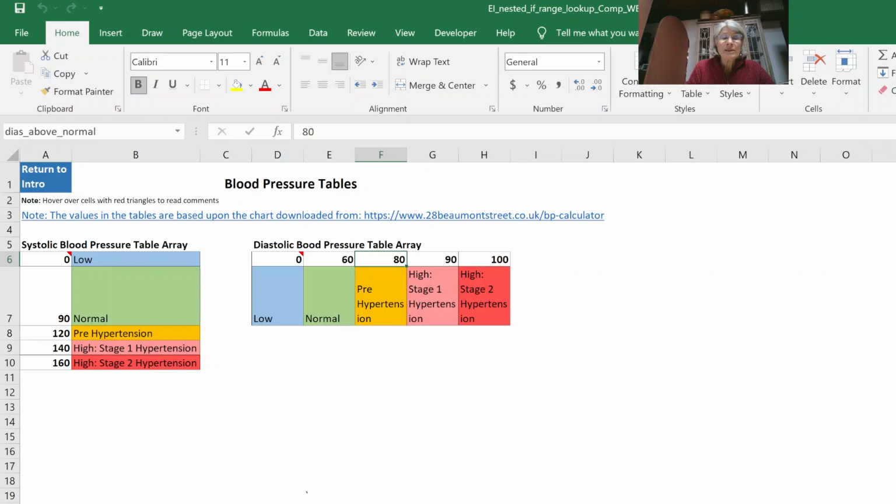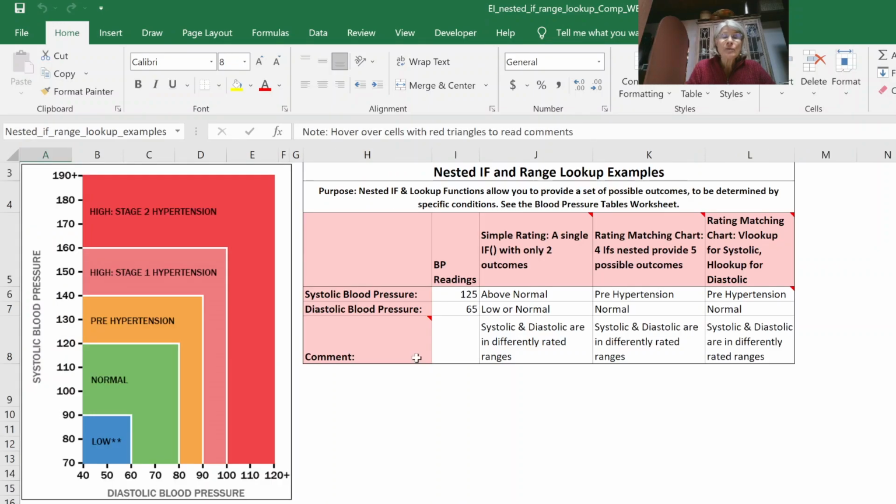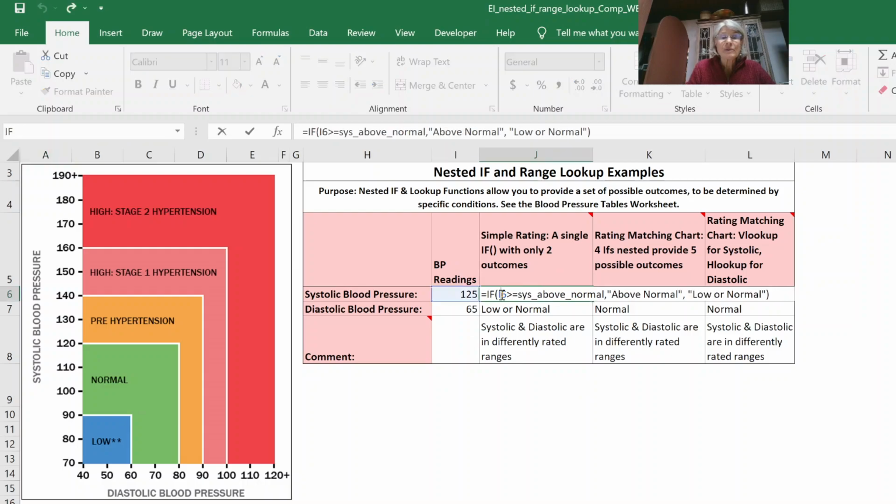So going back to the nested if and range examples, we're going to look at our if function with two outcomes. We see that we're testing if I6, the systolic blood pressure reading, is greater than or equal to sys above normal, then our outcome is going to be above normal, else our outcome is going to be low or normal.